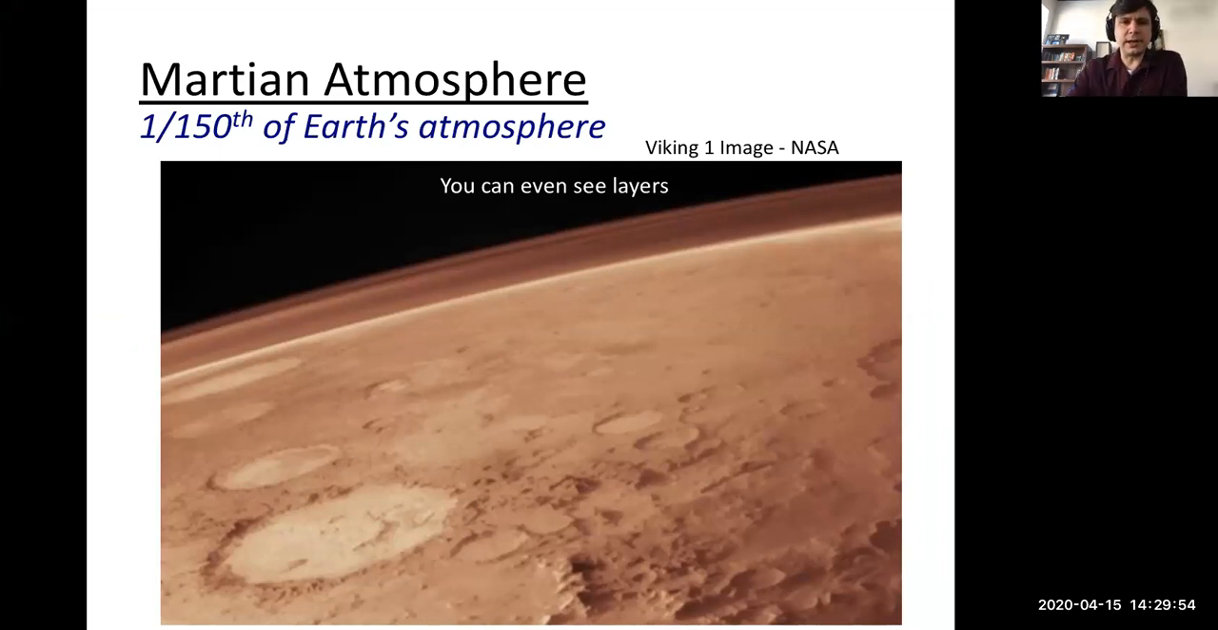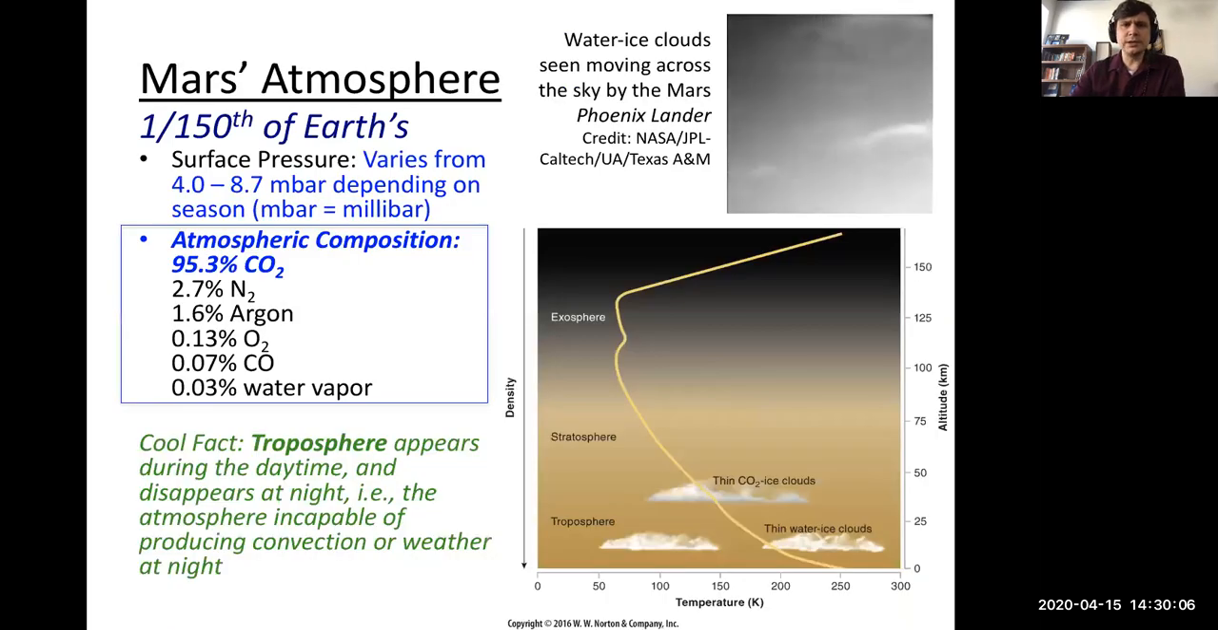So Mars, while it has an atmosphere, it's not very thick. The mass is about 1/150th of Earth's atmosphere. So it is a very thin atmosphere, but it's still an atmosphere. Let's go ahead and take a look at what the atmosphere is structured like and its atmosphere composition.